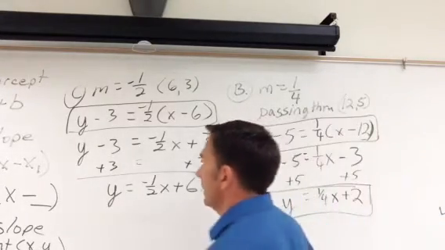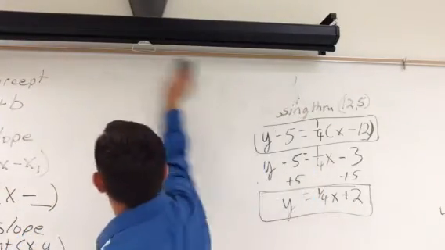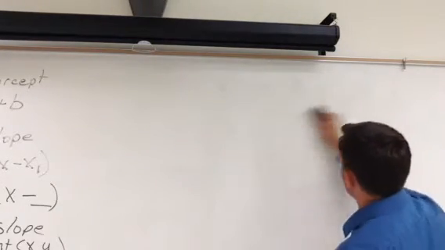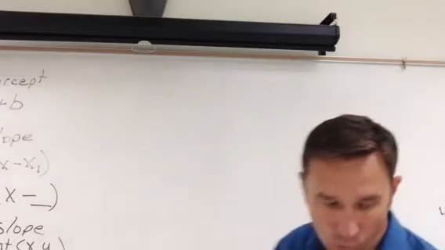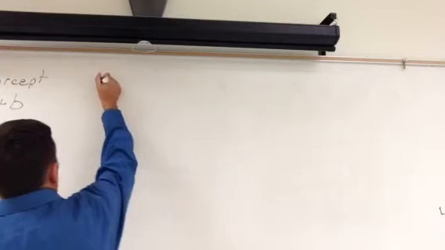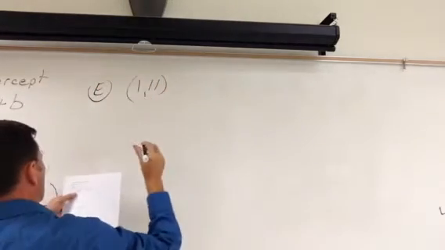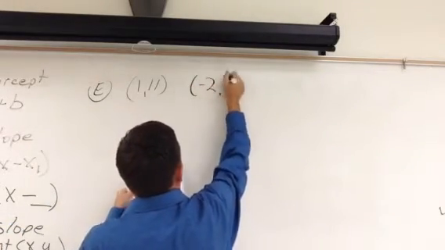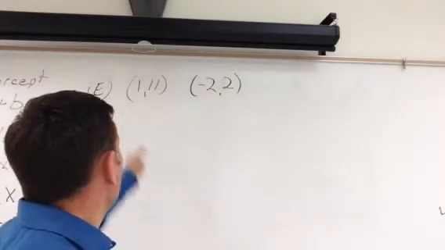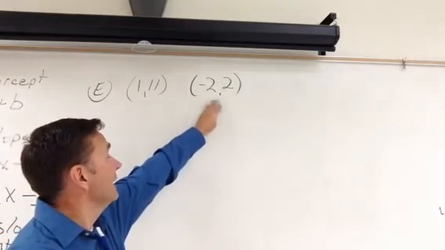Now, what if you're not given the slope? We're just given 2 points. Now, whenever you're solving a problem, you always want to think about a plan of attack. How are we going to approach this? So, again, this is the information we're given. We want to know the equation of a line going through these 2 points, (1, 11) and (2, -2).